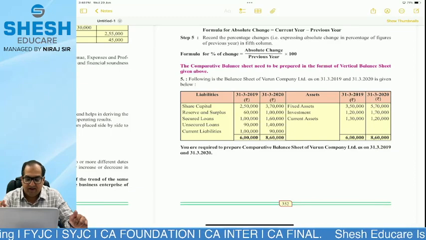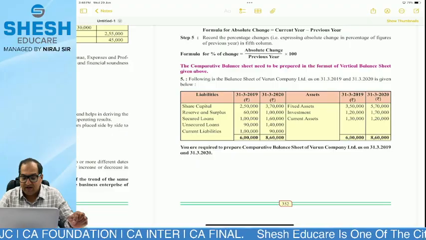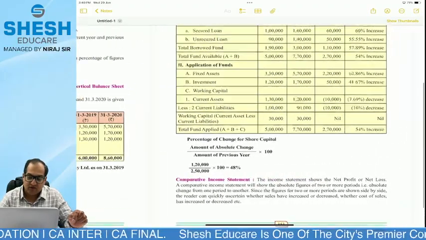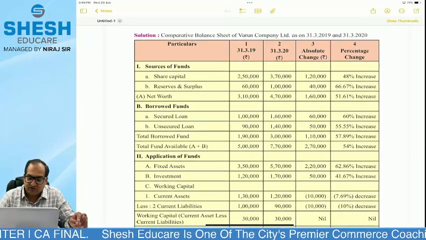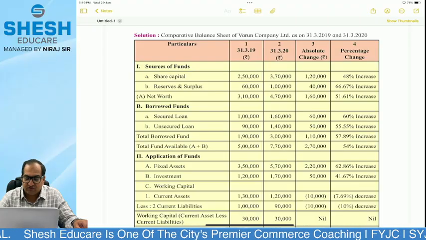ये आपके बैलेंस शीट है. We have balance sheet for 18-19 and we have balance sheet for 19-20. Correct? इसका हमको क्या बनाने का है? Comparative financial statement. So as discussed, 250 was the share capital, 370 is the share capital.